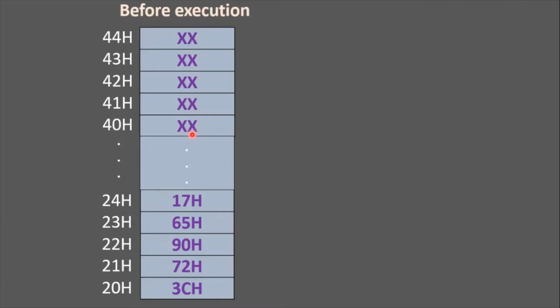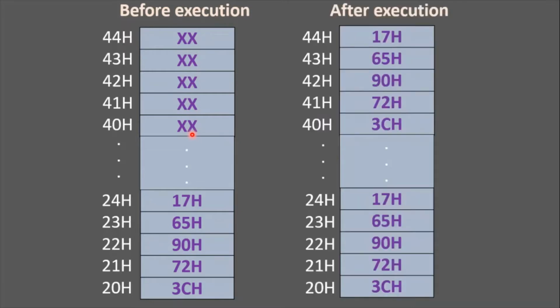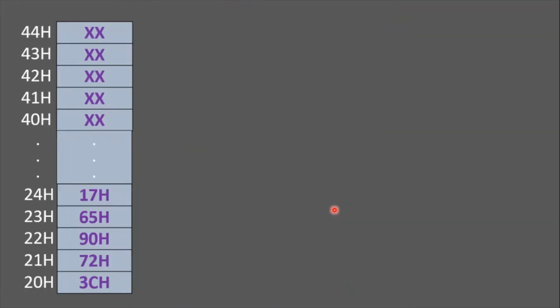Now, once we write the program and execute the program, what should happen? All these 5 numbers which are in source block should get transferred one by one to destination memory location. That is, the number in 20H, that is 3C, should get transferred to memory location 40H. The number in 21H, that is 72H, should get transferred to memory location whose address is 41H. Likewise, remaining numbers should also get transferred, and this can be achieved by using a block transfer program. So before writing the program, let us develop the algorithm.